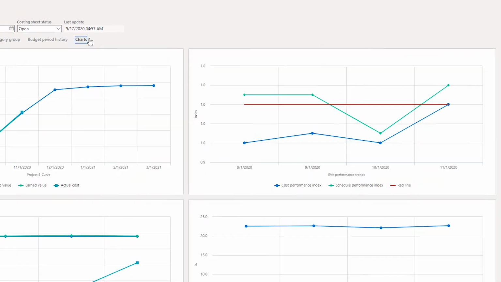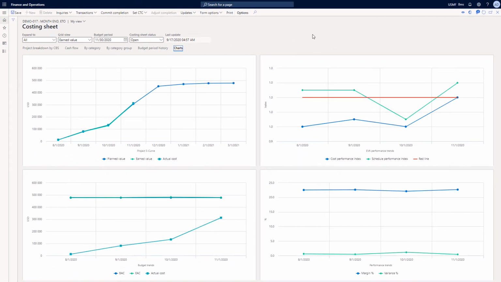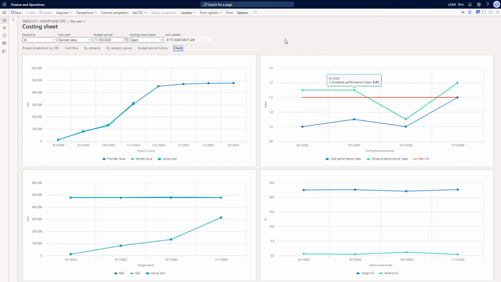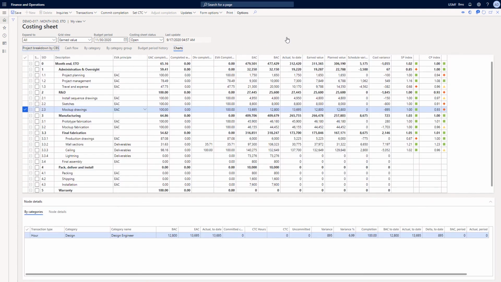And then finally, we have the visual page, which is showing me my trending information, also EVA components like the S-curve, cost and schedule performance indexes, variances, margins, and how they're developing over time. So these are all components where the CBS certainly plays a central role, and they are topics that we will dive deeper into in future recordings.